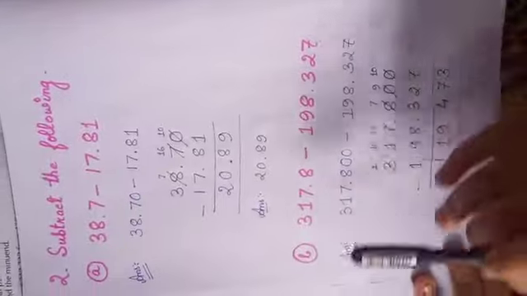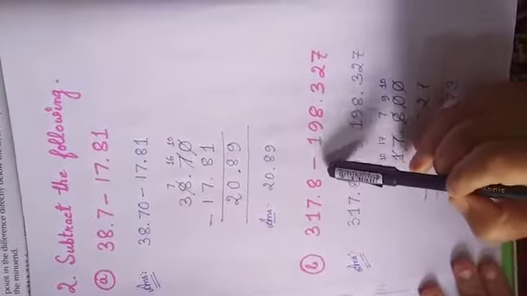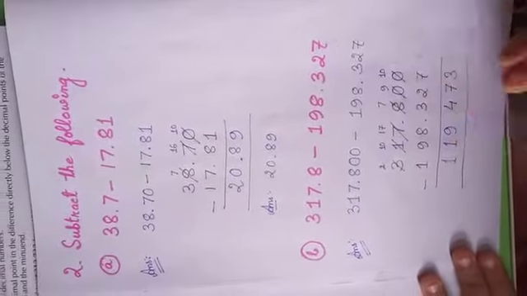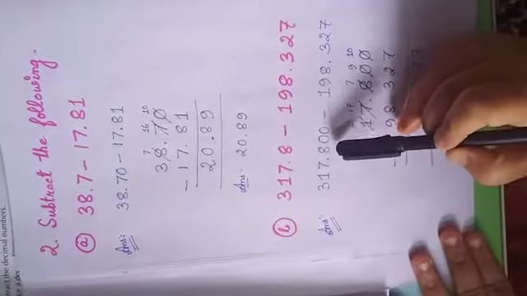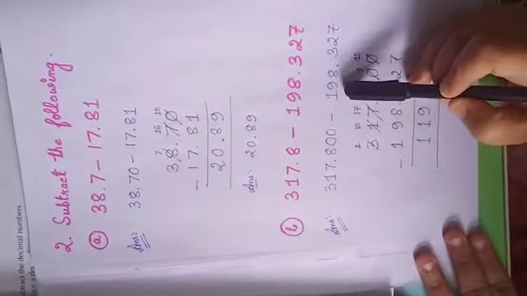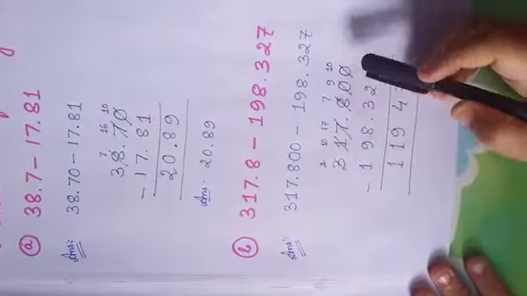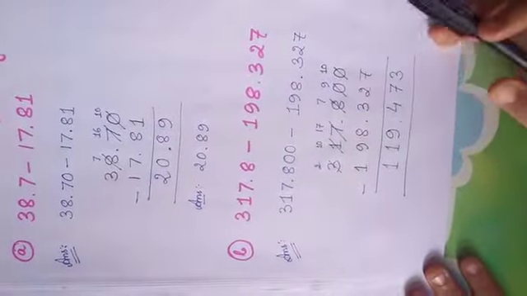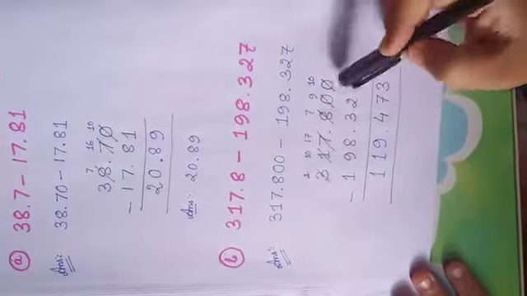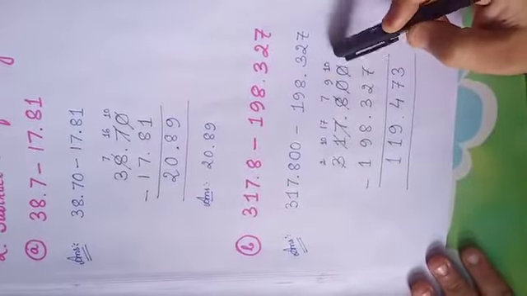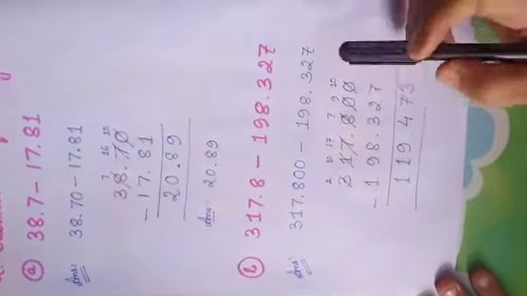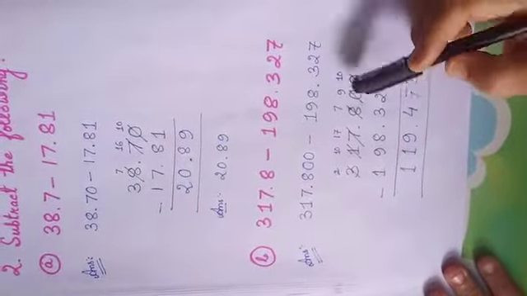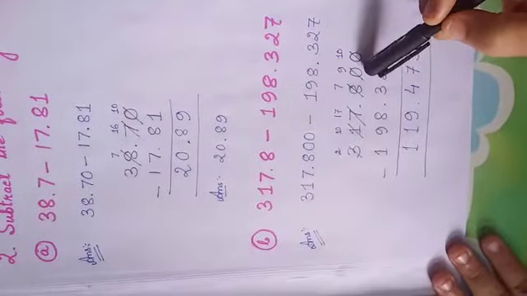Okay, children. Okay. Number B. 317.8 minus 198.327. Again convert into like first. So 317.800. We have added 2 zeros here, minus 198.327. Okay. So 317.800 minus 198.327. So start from the right hand side. See, you have to subtract 7 from 0. We cannot subtract it. So borrow 1 from the tens place. So now it's 10. 10 minus 7 is 3. As you have borrowed 1 from here, this 0 has become 9.